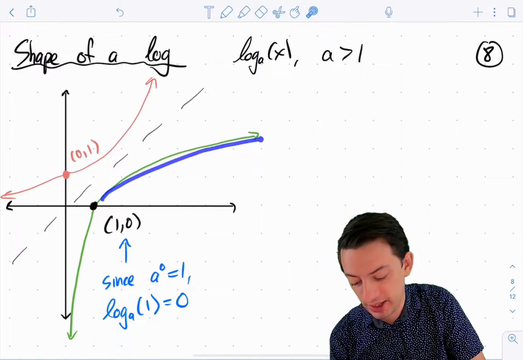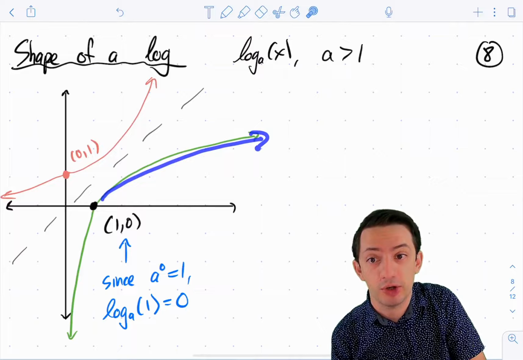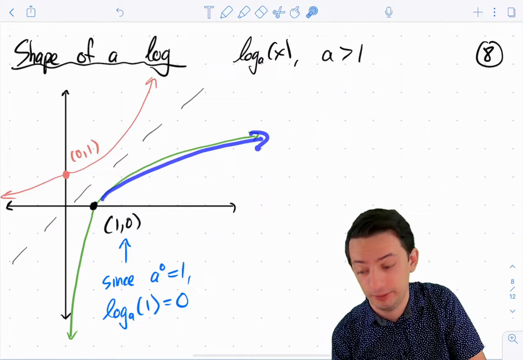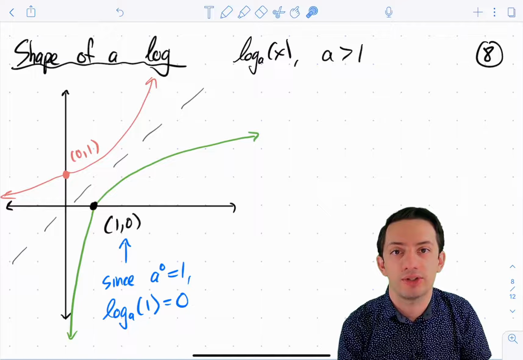To the right, it's going to increase slower and slower. It doesn't approach a certain number. It goes all the way up to infinity, but super, super slow. And to the left, it kind of shoots down to negative infinity as it goes to 0.